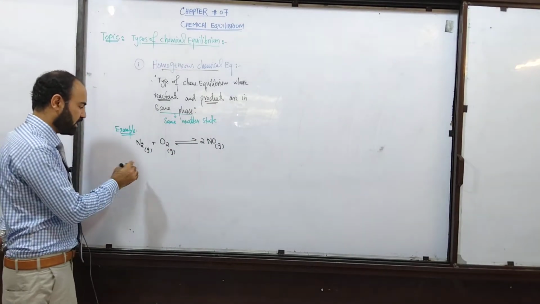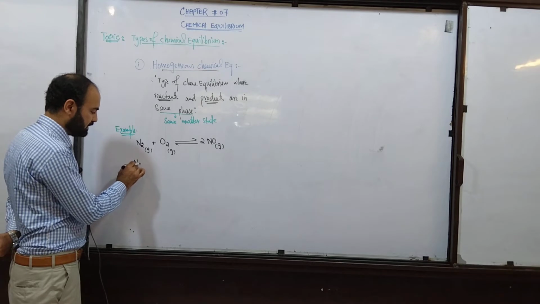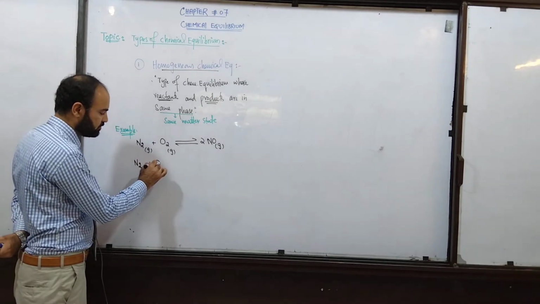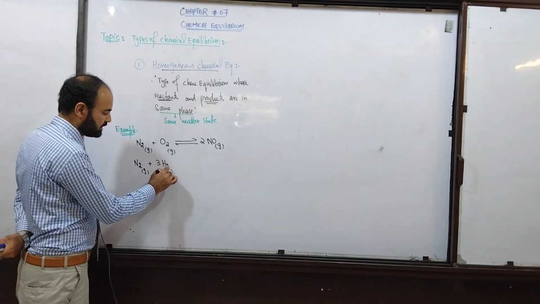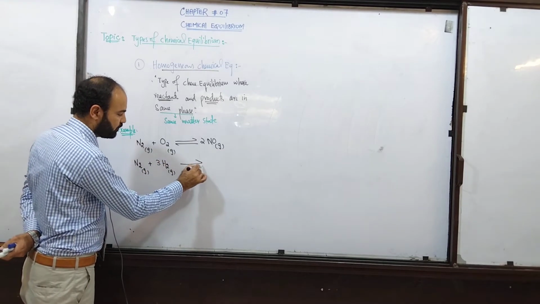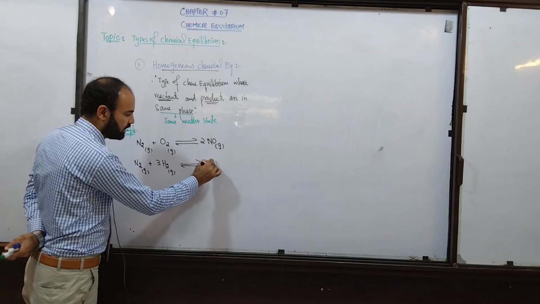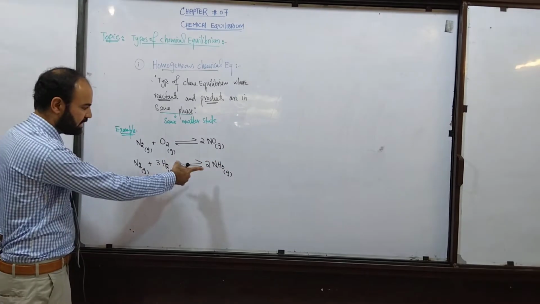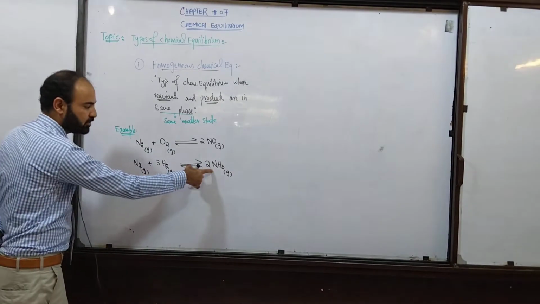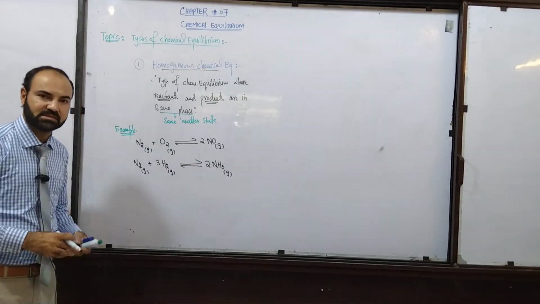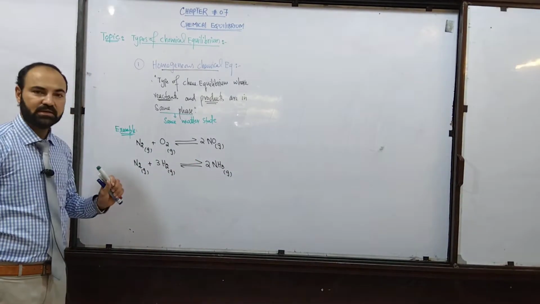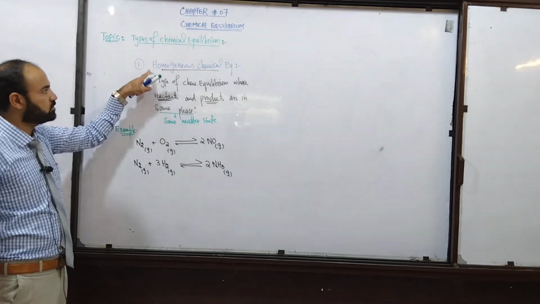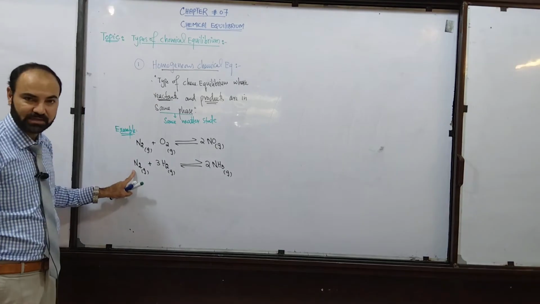Let us take another example: nitrogen in the gas state reacts with 3 moles of hydrogen in the gaseous state and forms 2 moles of ammonia, which is also in the gas state. Again, reactants and products are in the same phase. That's why we can call this one a homogeneous chemical equilibrium example.